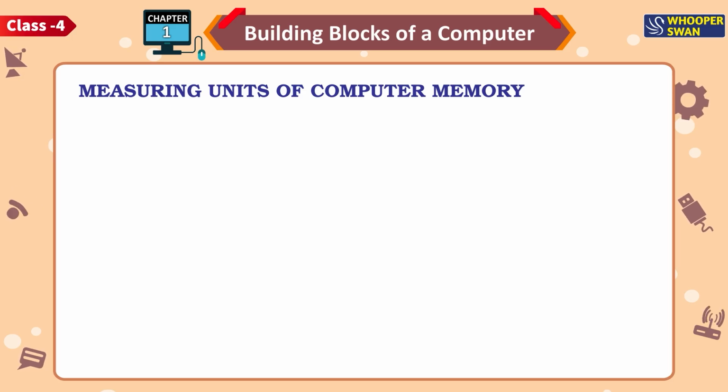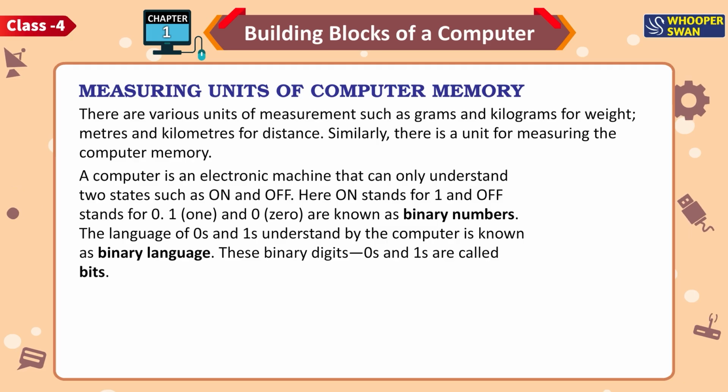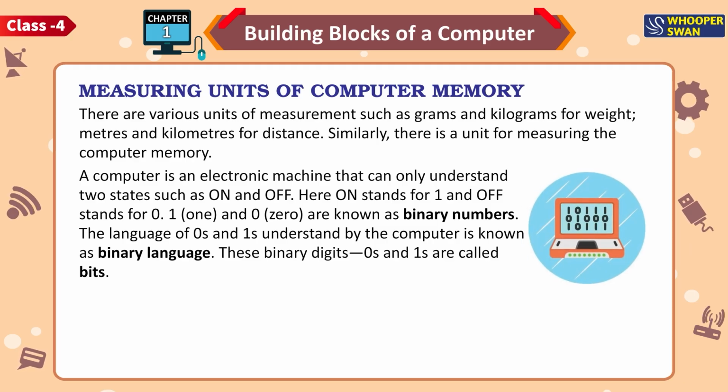Measuring units of computer memory. There are various units of measurement such as grams and kilograms for weight, meters and kilometers for distance. Similarly, there is a unit for measuring the computer memory. A computer is an electronic machine that can only understand two states such as on and off. Here on stands for 1 and off stands for 0.